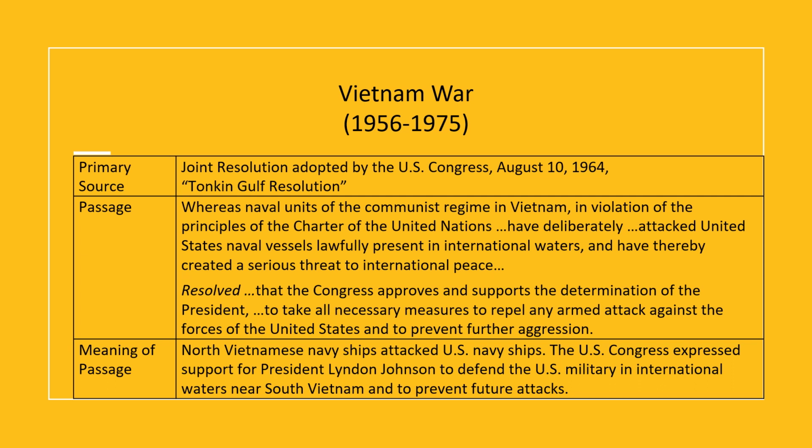And so here we see that the Congress is providing its approval to the president to take all necessary measures to repel any armed attack against the forces of the U.S. and to prevent further aggression. Why was there aggression? Because North Vietnam was communist and it was trying to spread to South Vietnam. So we do see these very interesting situations when it comes to understanding how primary sources help us to learn about how the United States responded to international conflict.